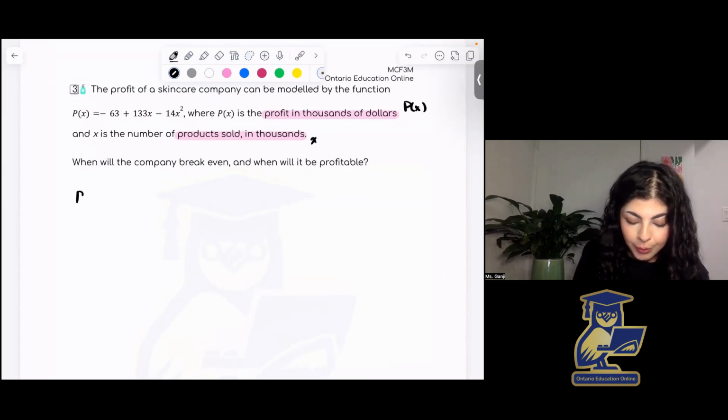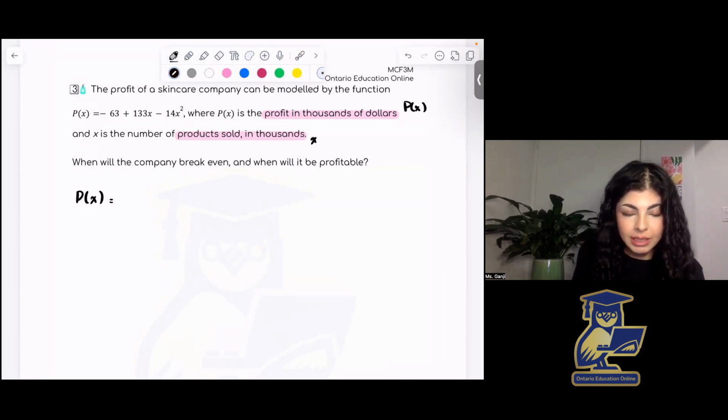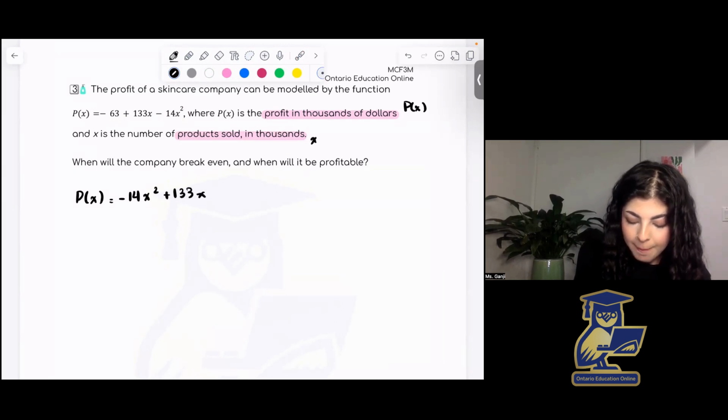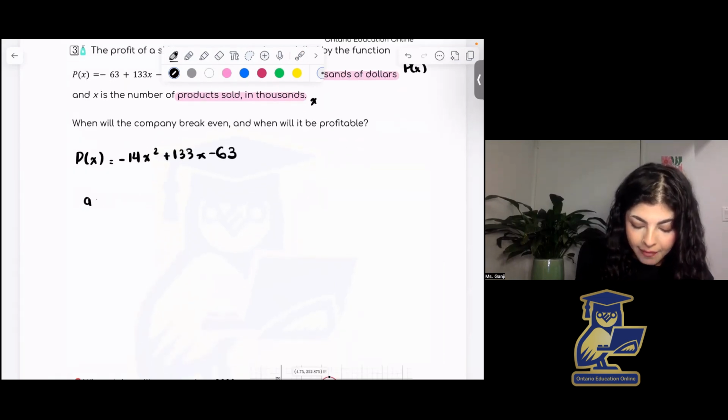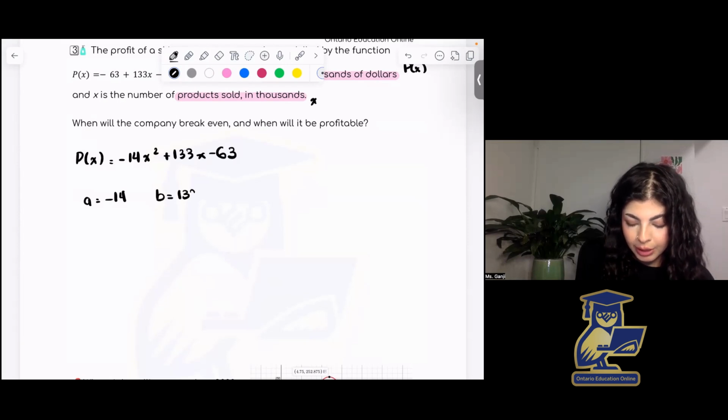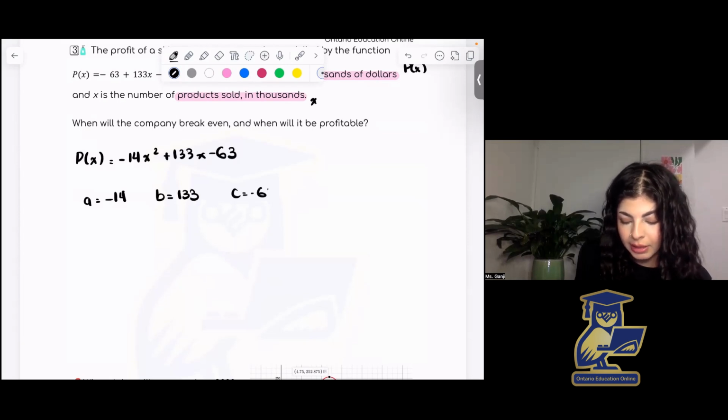That being said, though, I hope you've noticed my function looks a little different. I have x squared here, and the first term is -63, which is my constant term. So I'm going to rewrite this as -14x squared plus 133x minus 63. And so now I have a is -14, b is 133, and c is -63.